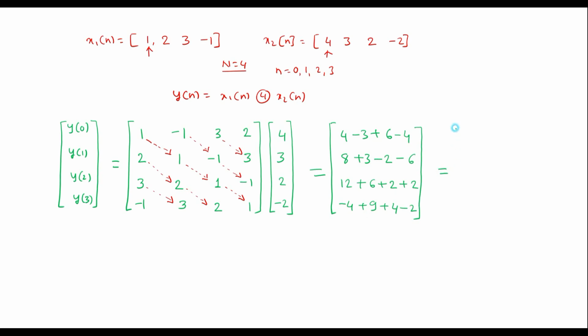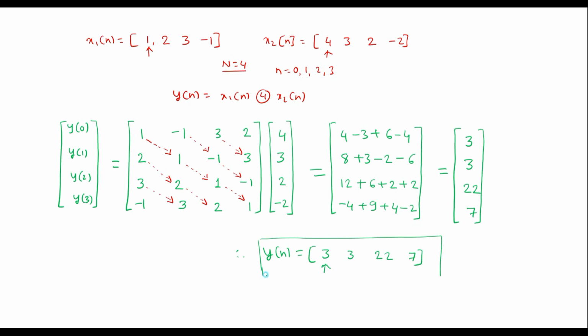So simplifying this, we get 3, 3, 22 and 7. Therefore y of n is equal to 3, 3, 22 and 7. This is the circular convolution between x1 of n and x2 of n.